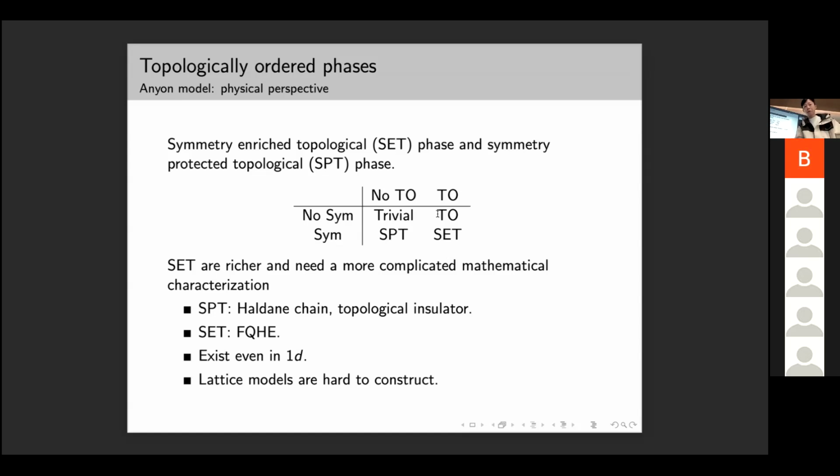this is what we are talking about. It's just a topological order. And if there is some symmetry, this symmetry will introduce some point-like effect or point-like excitations.